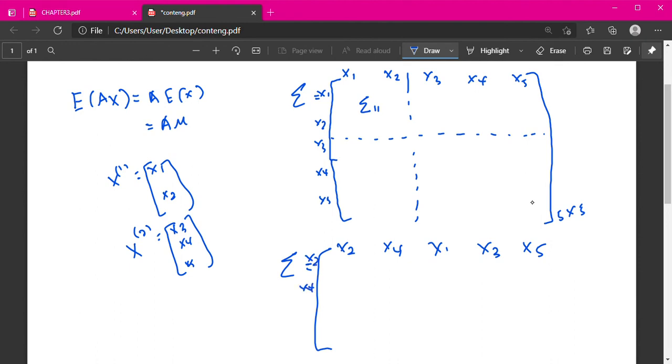You kena ambil balik X1 dengan X1, X2 dengan X2 kat mana. Yang ni value di sini will be put here. Barulah you boleh buat partition. Barulah you boleh katakan ini adalah your sigma 11. Okay. So make sure you kena tengok betul-betul dia punya group of partition tu.